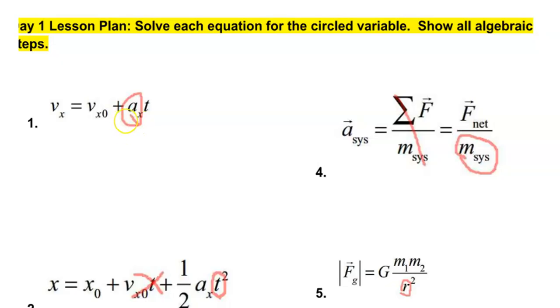So the first thing I actually want to do is move Vx 0, or Vx sub naught is another way you can say that. Naught means 0. But anyways, we're going to move that over. Currently it is added to AT, and we are going to therefore subtract it from both sides.